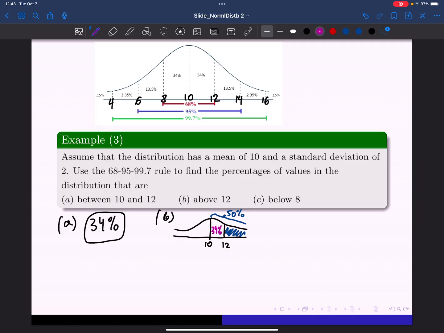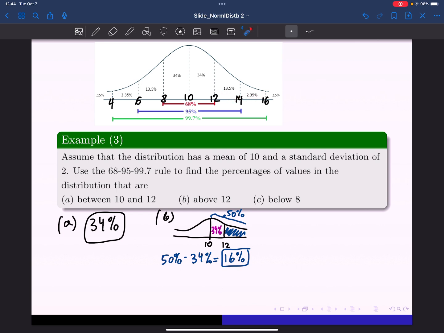So how do we calculate the blue area? How do we calculate this area right here? We take 50 minus 34. So we have 50% minus 34%, and that gives me 16%. So what percentage of values are above 12? Above 12, we have 16% of values. And if you keep adding 13.5, 2.35, and this one, that should also give you 16%.